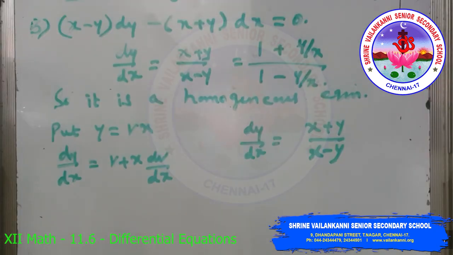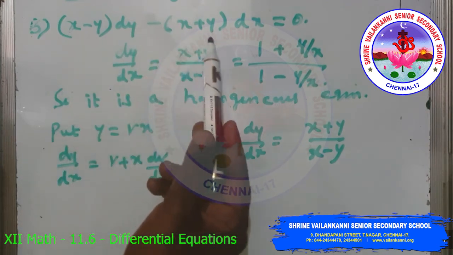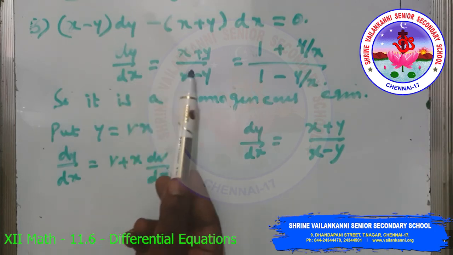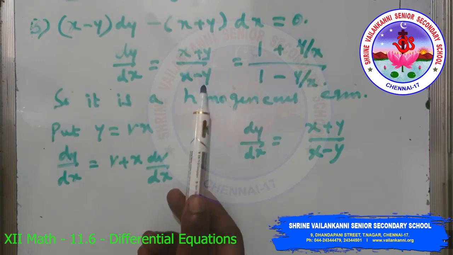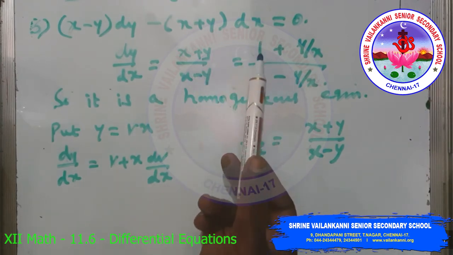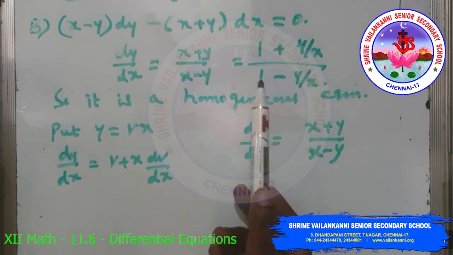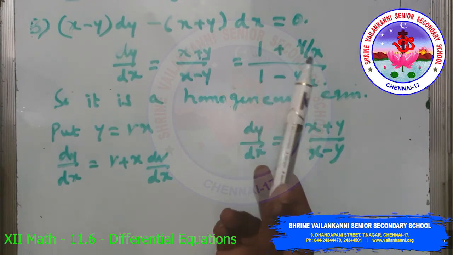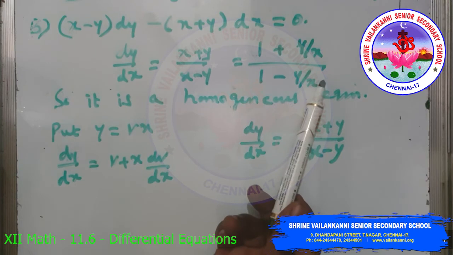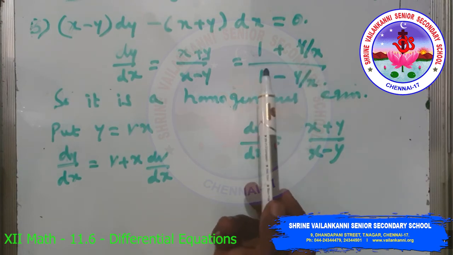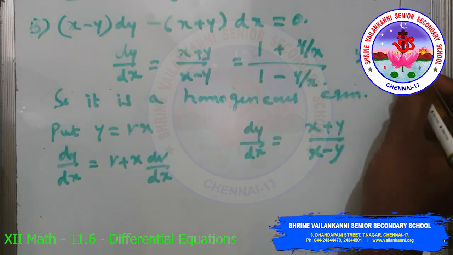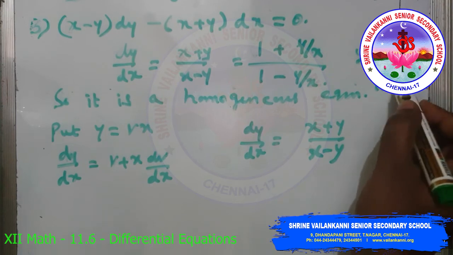Third one, x minus y into dy minus x plus y into dx, which is equal to 0. So we have to write this as dy by dx. So dy by dx, which is equal to x plus y by x minus y, which is equal to 1 plus y by x whole by 1 minus y by x. So dividing by x in the numerator and the denominator, we get 1 plus y by x whole by 1 minus y by x. Putting y equal to vx, so v is y by x.